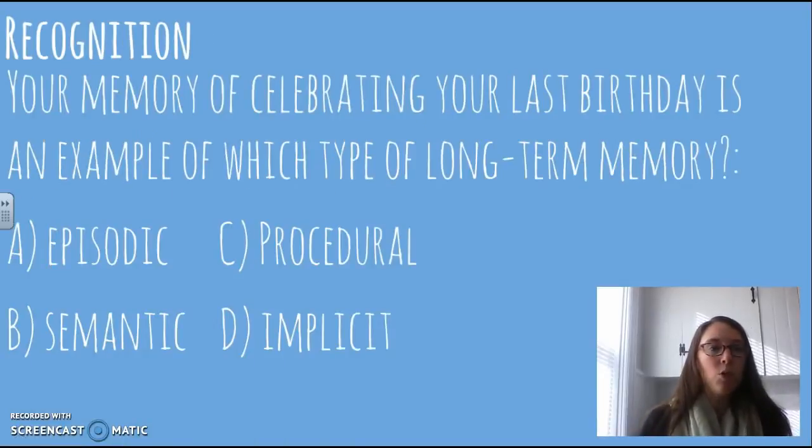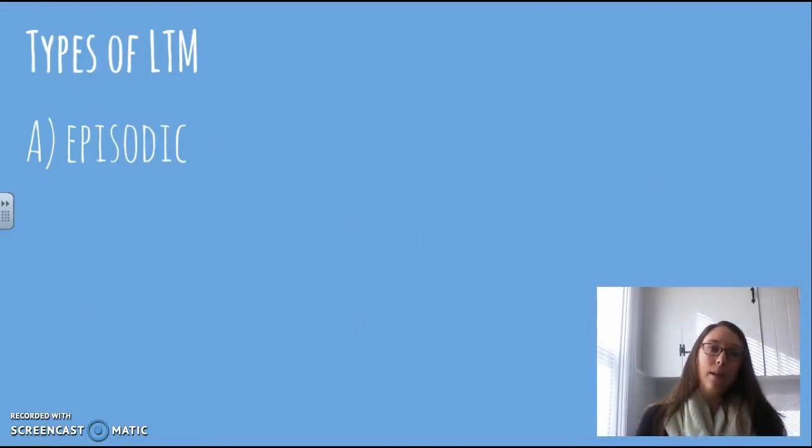In this multiple choice question, you have to identify what type of long-term memory this example pertains to. So your memory of celebrating your last birthday is an example of which type of LTM? A, episodic, B, semantic, C, procedural, or D, implicit. Hopefully this one is pretty easy. That's going to be an episodic memory.